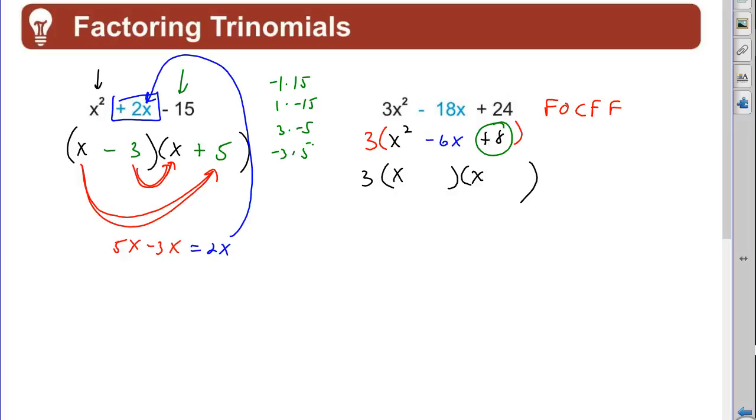So I know I have to use negative times a negative. Let me show you my possibilities: negative 1 times negative 8, negative 2 times negative 4. Those are the only possibilities because I have to get a negative in the middle. So what am I after in the middle? A 6. Watch. If I put a 4 there, I'm thinking my outers, that's a negative 4x. And then if I put a negative 2 there, what are my inners? A negative 2x. And so I've picked the right pair.